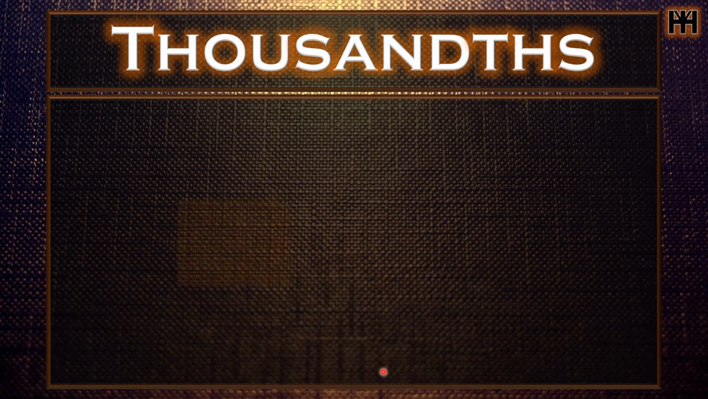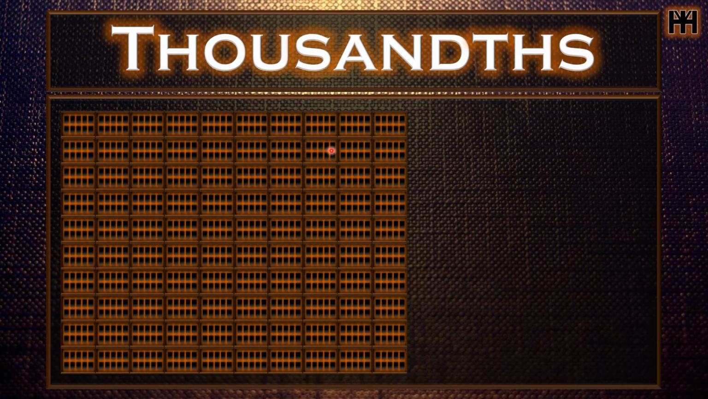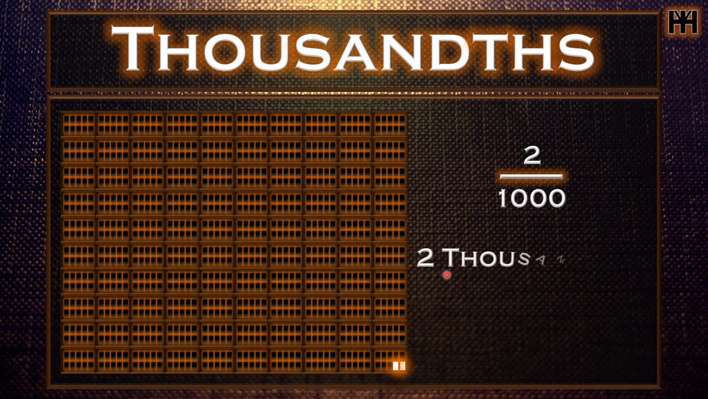Thousandths. Let's say we have this giant bar of chocolate. It has 1000 parts. So we only took 2. These 2 here, we only took these 2. So we have 2 over 1000, 2 out of 1000. So it's 2 thousandths, or 0.002.